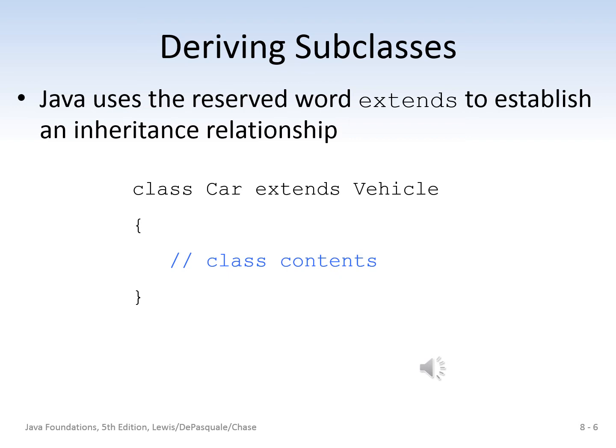When establishing a derived class in Java, we use the reserved keyword extends, which establishes a child/inheritance relationship. So in the example here, vehicle is the parent class, and we're declaring a new class named car, which inherits all the methods and data of the vehicle class. And car then becomes a child of the vehicle class.